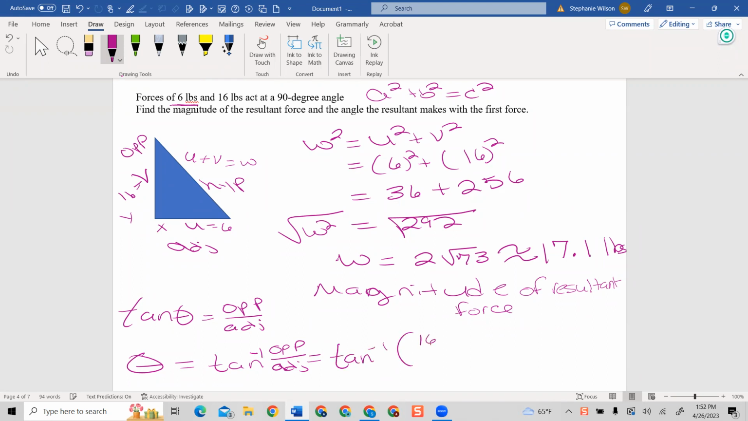So I have 16 over 6. I'm gonna plug it in my calculator. I get 69.4 degrees. That actually answers this last part, the angle of the resistance that it makes up on the first force. So there's my answer for that one.